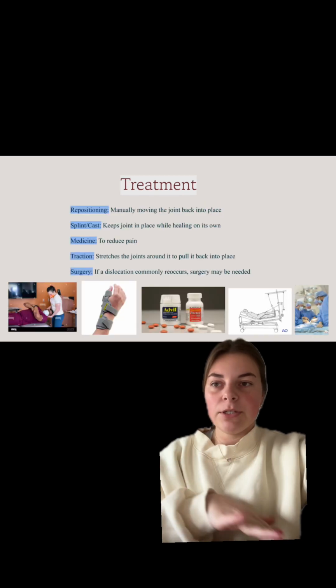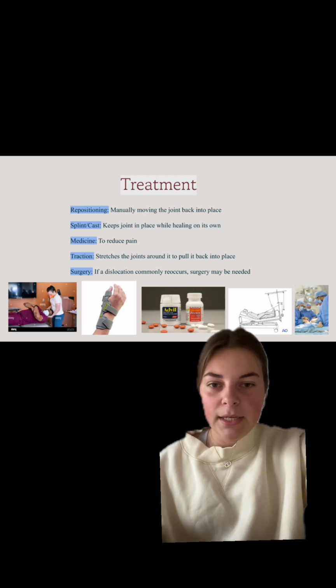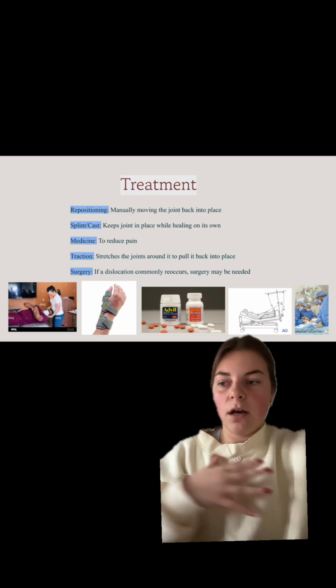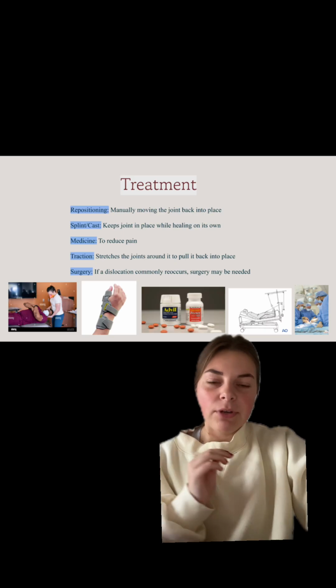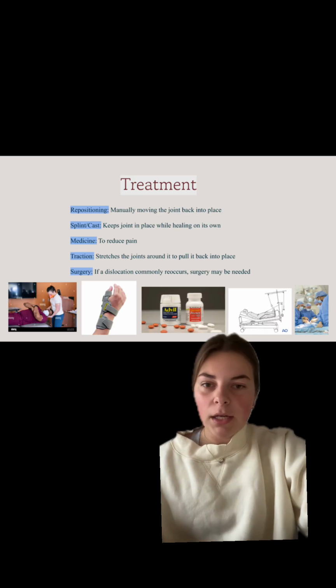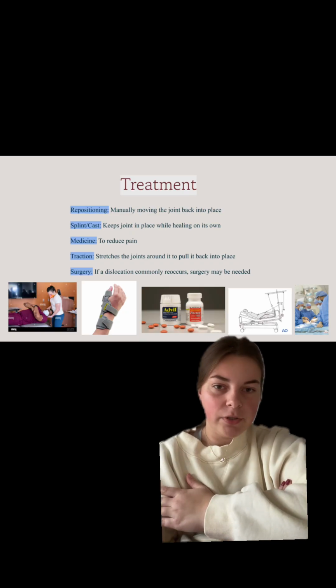So there are many options of treatment for dislocation. The first one, I feel like this one's kind of common. It's repositioning it. So here's an image, the far left, of a doctor just kind of repositioning the joint back into place. I think you can do this on your own, but I definitely would recommend going to a doctor to get this done. Another common one is splint cast. It just keeps the joint in place while healing naturally.